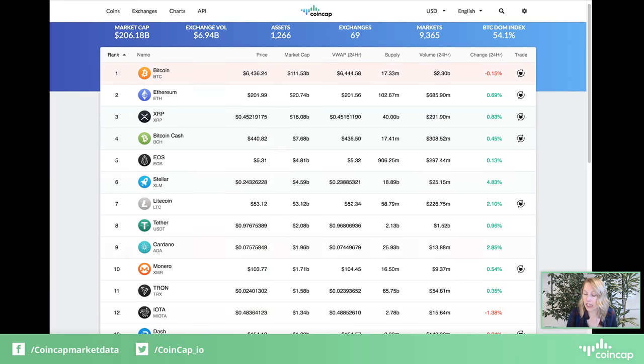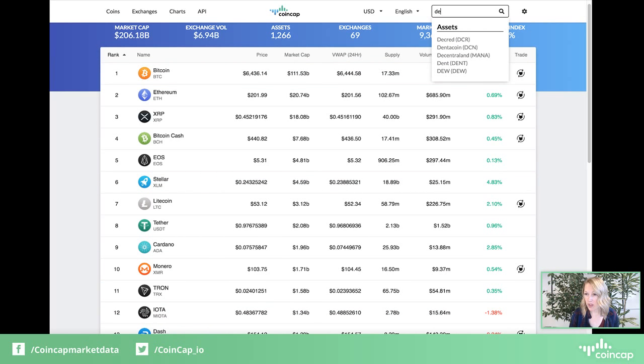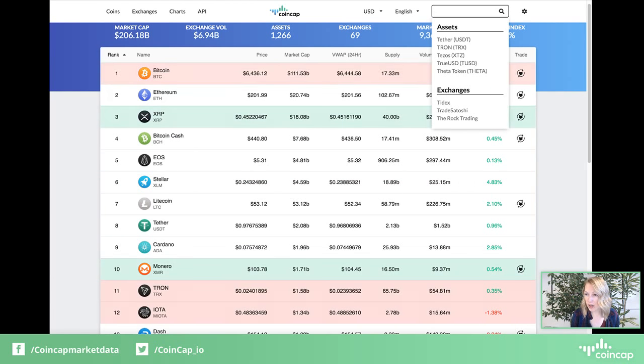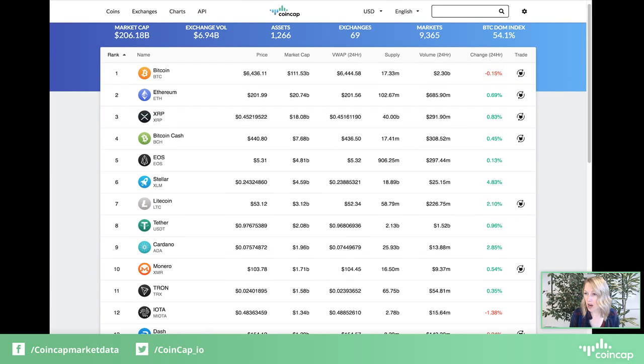Too distracting. You also have a little cursor here to search. You can look at some different assets. You can just type in a letter and it'll bring you some of the top selectors there.